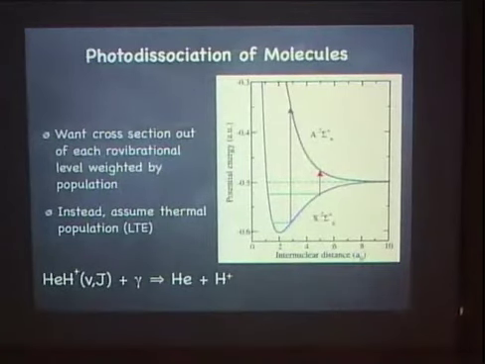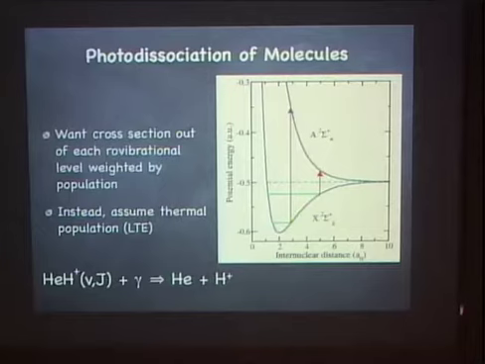Just a word about molecules. Molecules are more complicated than atoms and ions. What we would really like to do is, here's a molecular potential curve. This actually turns out to be H2 plus. There are a whole mess of rotational vibrational levels. We would like to know the population of each of those levels, multiply the level population by the cross section, and then get some total rate.